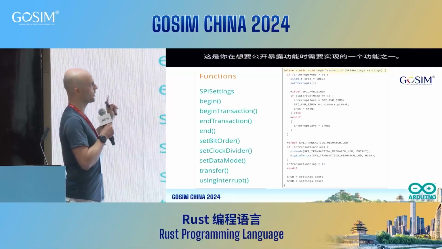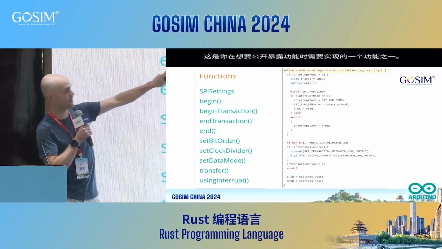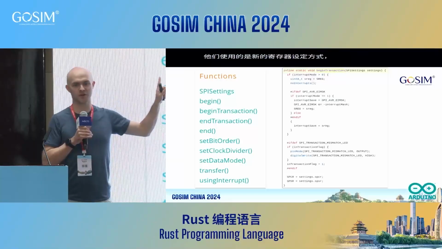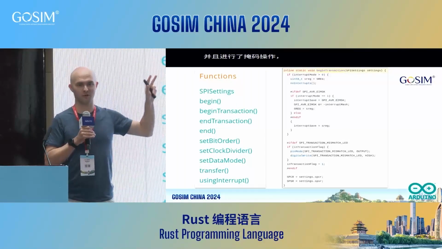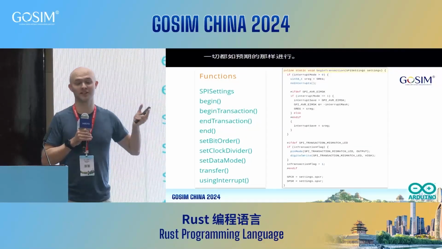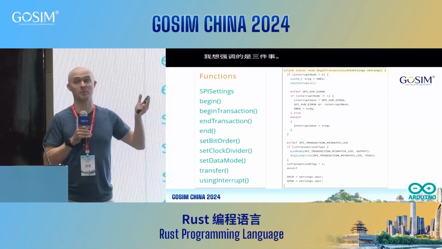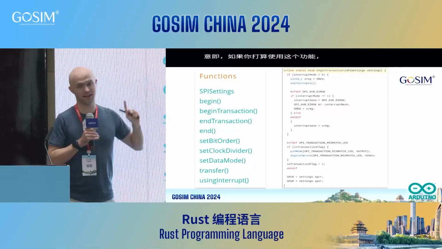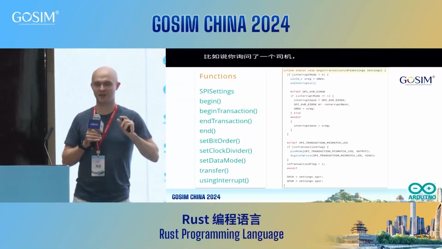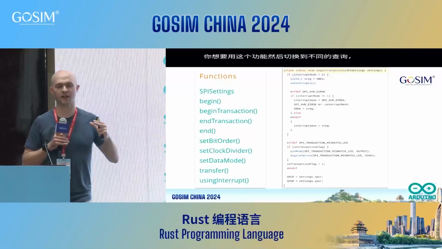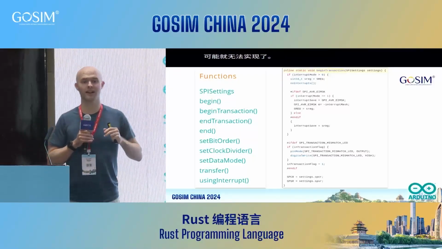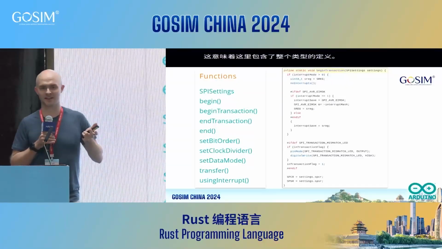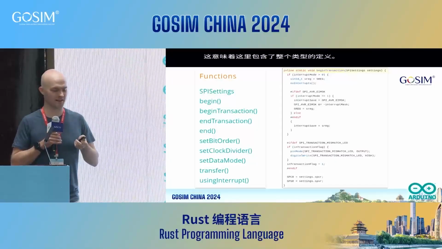But what I want to point attention to is three things. First, SPI settings is Arduino core specific, meaning if you write a driver and want to use this function, and you go to a different core, it might not work. Secondly, this is a header file with an inline static, meaning this is the entire type definition. So there's no generic header defining the function prototype, meaning they can just do something else as they like, which gives them ultimate flexibility, but again does not enforce that it's the same standard.